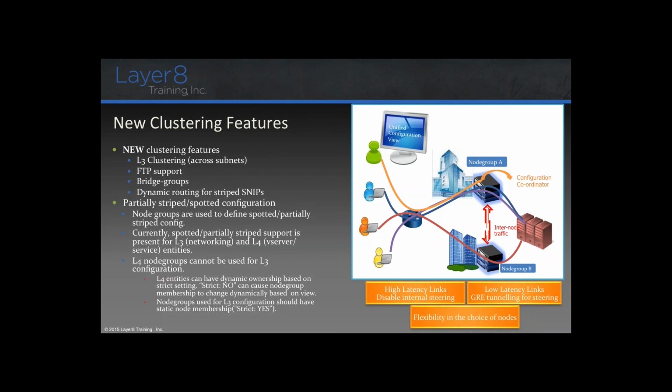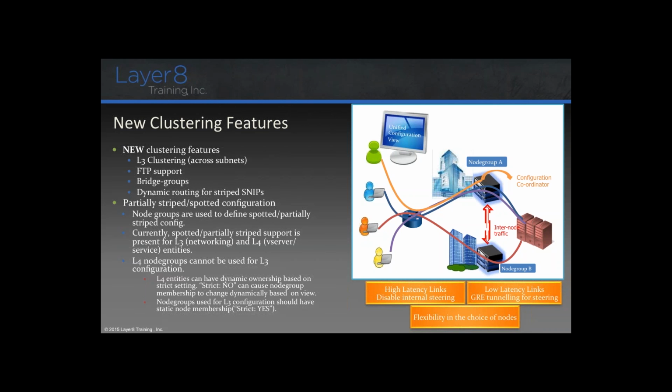We now get our L4 node groups. We've extended out. L4 entities have dynamic ownership now based on a strict setting. If we're doing strict no, this can cause node group membership to change dynamically based on the view. Node groups used for L3 configuration should have a static node membership set to strict yes.